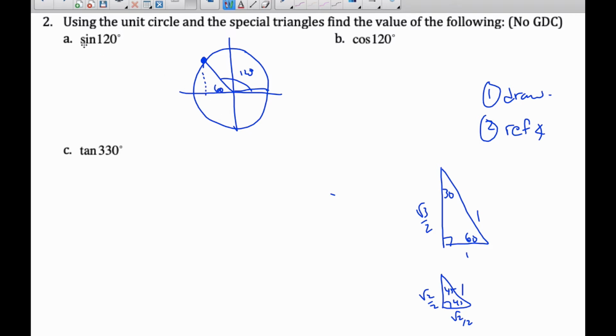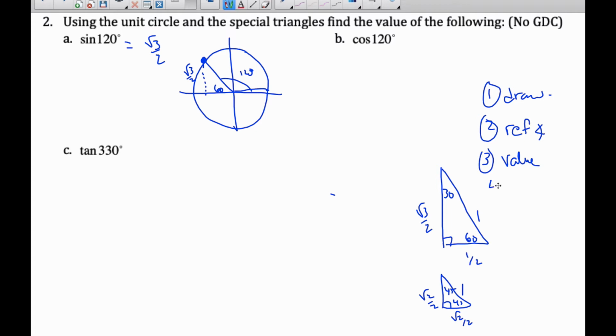And now I'm going to do sine. The sine of 120 is equal to this height here, which is the opposite of 60 degrees. So I'm going to find the value of sine of 60. Sine of 60 I know is root 3 over 2 over 1, so this height here is square root 3 over 2. Cosine would be this one here, which is 1/2. And so I know sine of 120 is root 3 over 2.